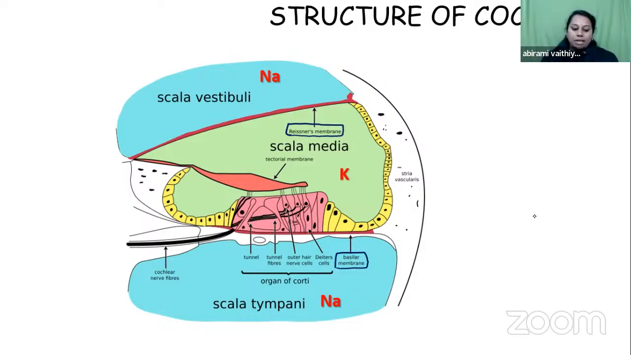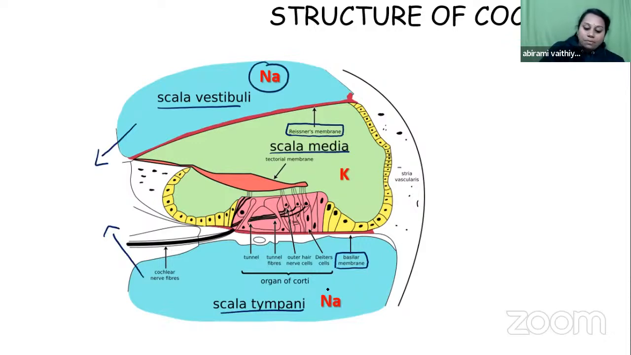Reissner's membrane is on top, and Reissner's membrane and the basilar membrane together divide the cochlea into three layers: scala vestibuli, scala media, and scala tympani. Scala vestibuli and scala tympani both are rich in sodium ions. The fluid in scala vestibuli and scala tympani is called perilymph.